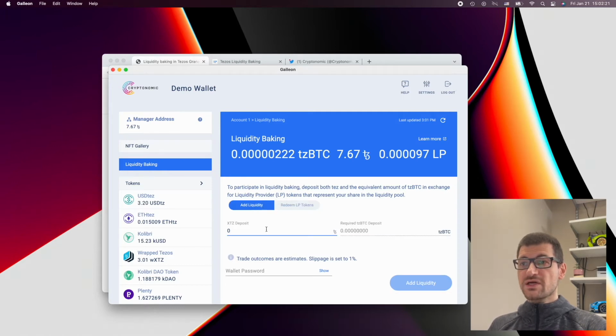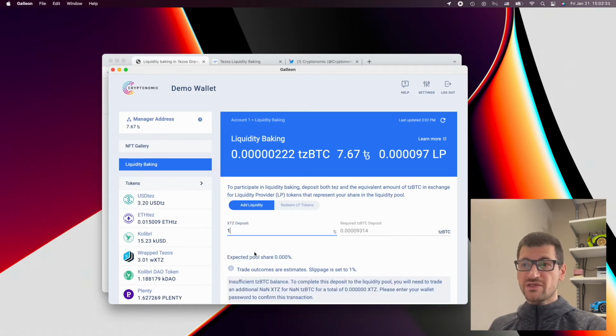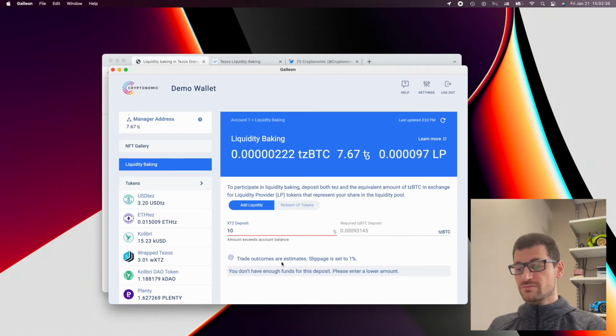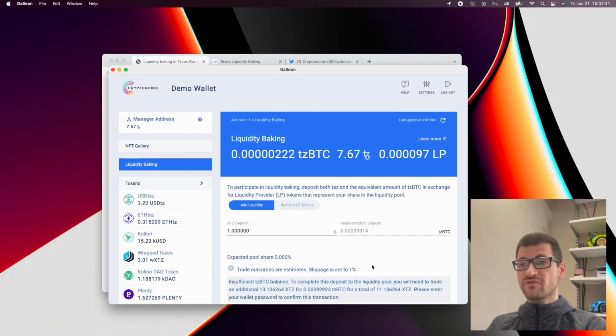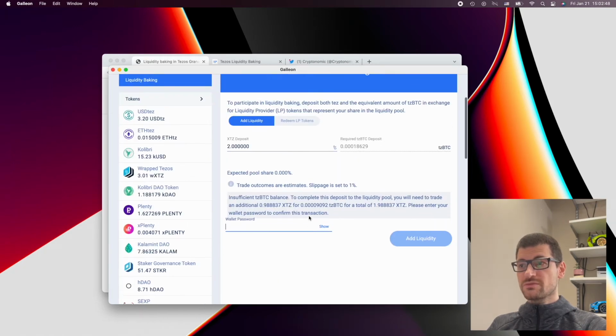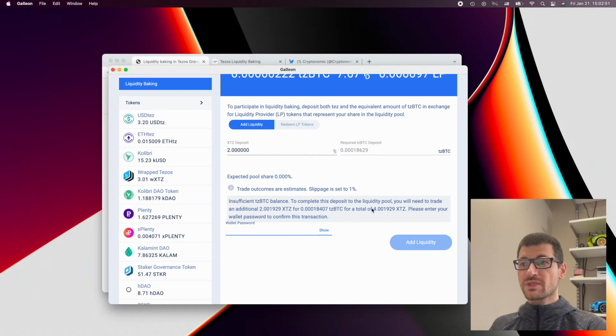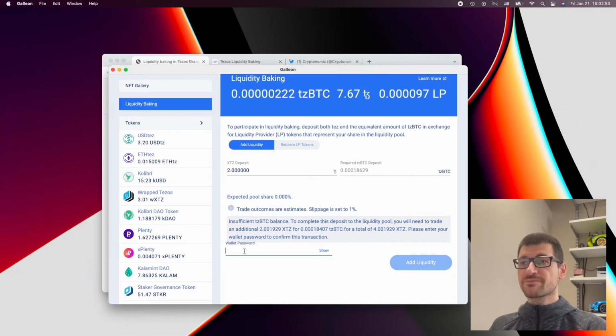But let's see how we add to the pool. So this account only has 7.67 XTZ, 7.66, even a tiny amount, but we can still participate with any amount. So let's say one. Well, let's see what happens if I put in 10. It says you cannot participate. What if I put in one? It automatically recalculates how much Bitcoin you will need to participate. So you see these numbers are changing. And all I have to do is enter my password.